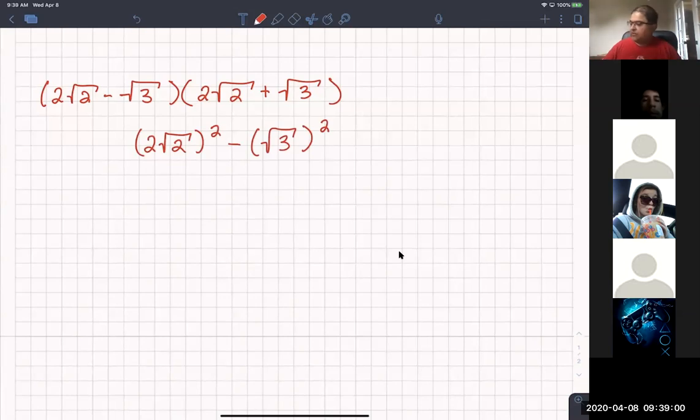So let's do the second part first. Let's do this guy first, and then we'll come back to the first one. Okay. What is the square root of 3 squared? 3. Okay. Now, what happens with the first one?